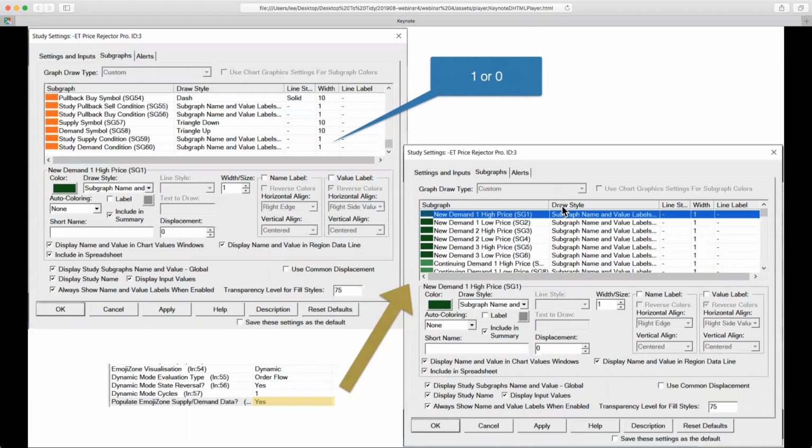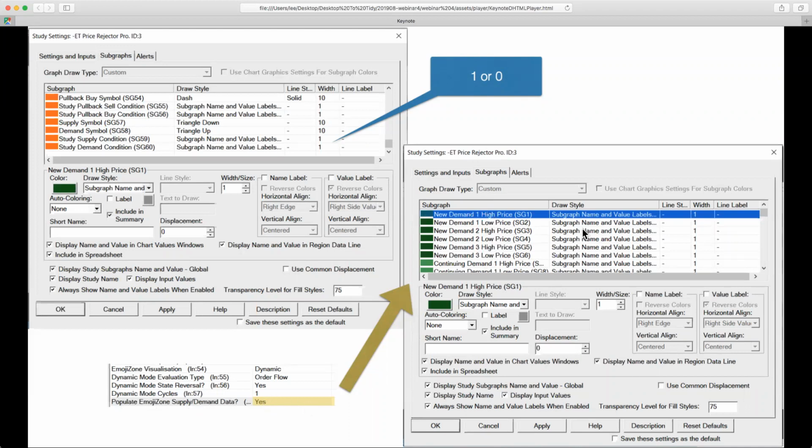So what we do is we create the nearest 3 emoji zones in each state with the high price and low price pairs. Number 1 is what's nearest price, number 2 is one behind that, number 3 is one behind that. And we populate these in real time when you use this input, populate Emoji Zone supply and demand data.